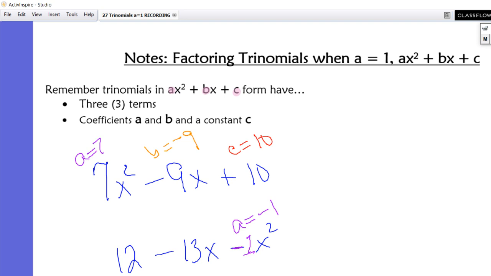B is always the value associated with the term whose exponent is 1. So in this situation, our b value is -13. Again, I'm keeping the sign that's in front. Our c value is the constant. That's the term that doesn't have a variable behind it. C in this case is 12. So that's just a little reminder of how we figure out our ABCs, because we're going to need our ABCs to work on our factoring.